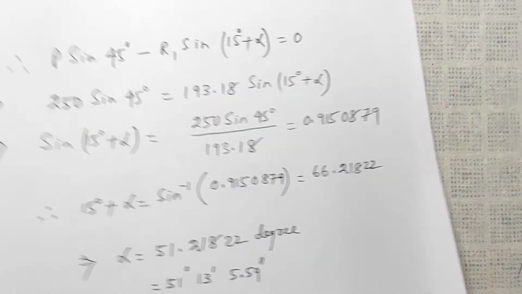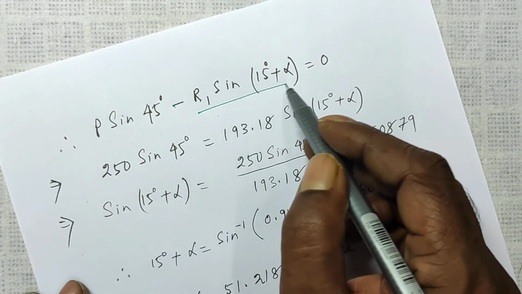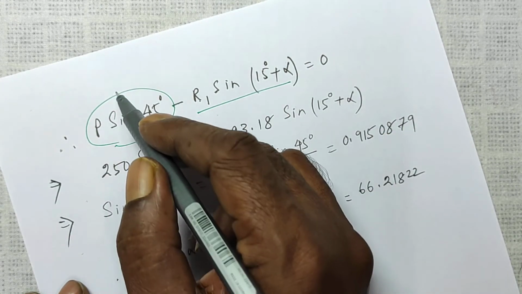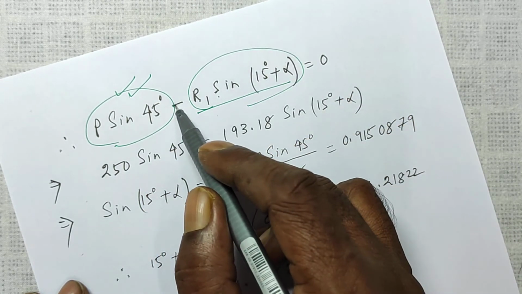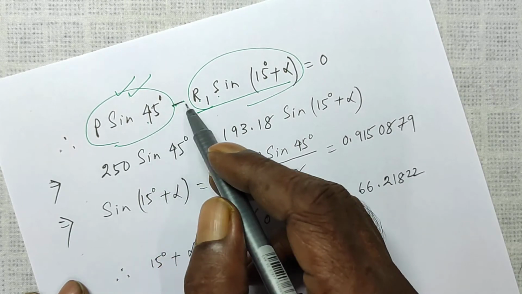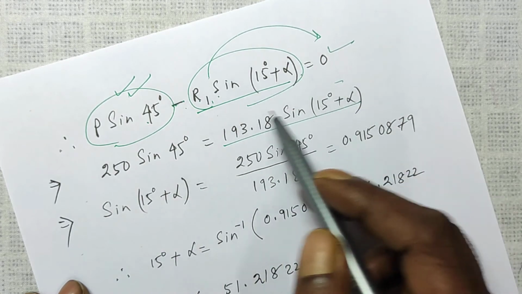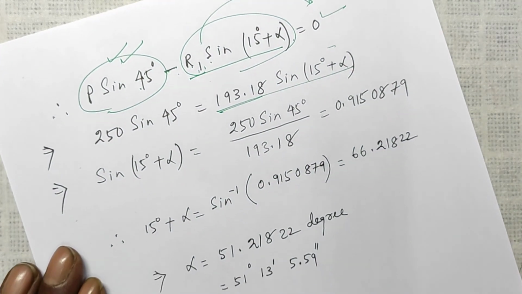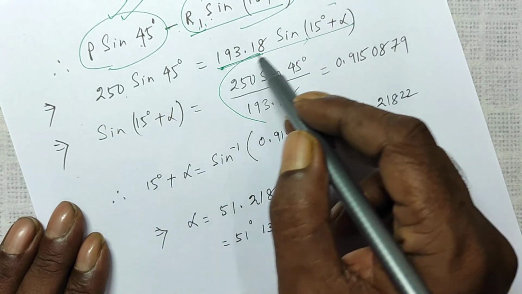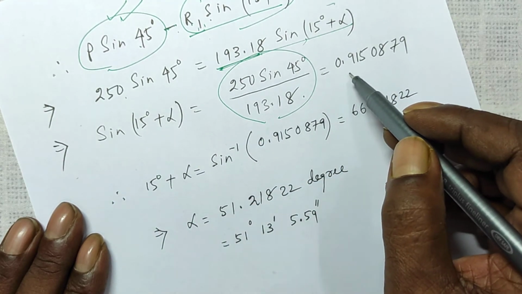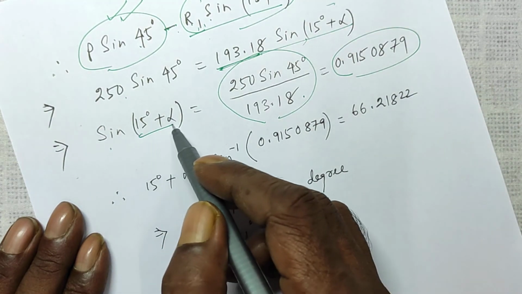So let us make them equal. P sine 45 minus R1 sine of 15 plus alpha equals 0. Why is this minus? Because this is along positive y-axis and this is along negative y-axis, so I have taken them negative. This is the algebraic sum. This minus this is 0. If you make a side change, this comes to the right hand side, and now put the value of R1. So this is multiplied, comes to this side, this is divided. If you put this in a calculator, this comes out to be 0.9150879 equals sine of 15 degree plus alpha.